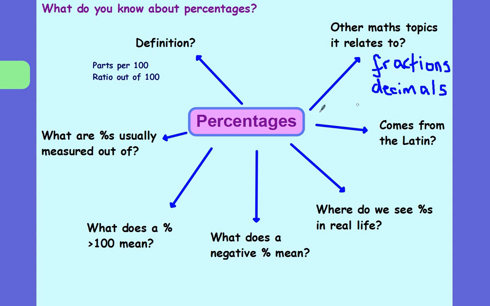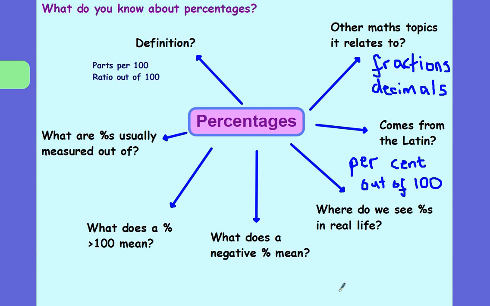In terms of coming from the Latin per and then cent, per is the Latin for out of, and cent is just the Latin for 100. So you can see where we get our definition from. Our definition comes from the Latin per cent.